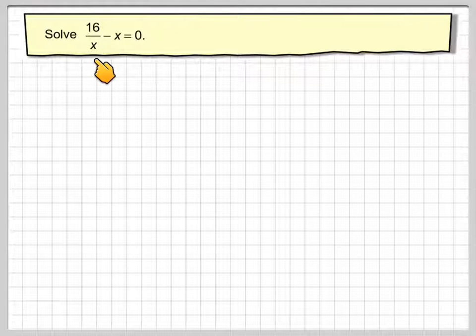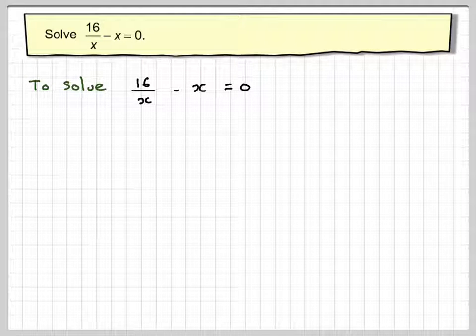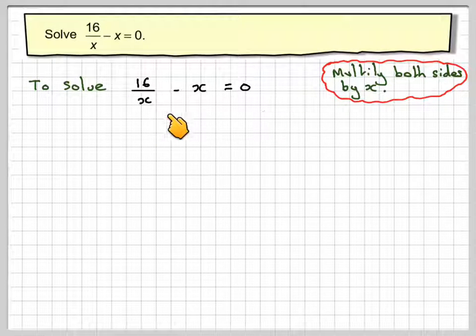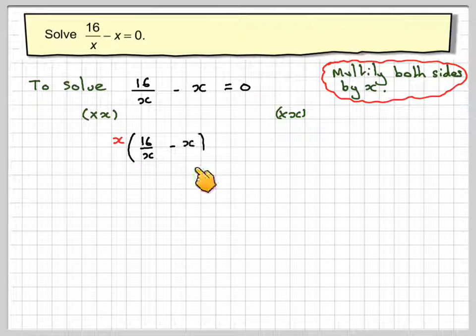So we're going to solve 16 over x minus x is equal to 0. Here we just got one thing in the denominator, which is the x. So what we're going to do is multiply both sides by x, which is again the lowest common multiple of everything. So we'll multiply this side by x and this side by x.